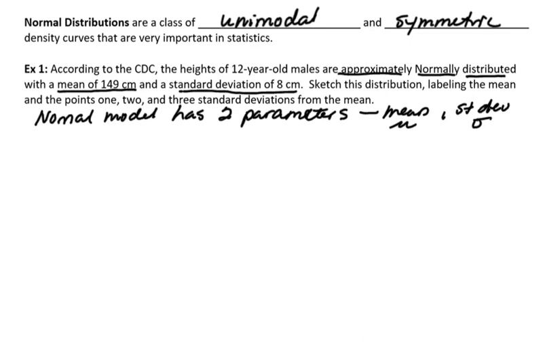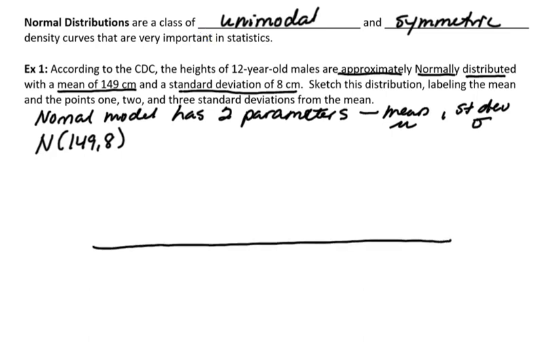In this case, we use the notation a capital N, and in parentheses we put the mean, and then a comma, and then the standard deviation. So when you see that notation, that means we're talking about a normal distribution with this mean and standard deviation. Now to draw this, I start by making my x-axis, which has the values of the data on it.